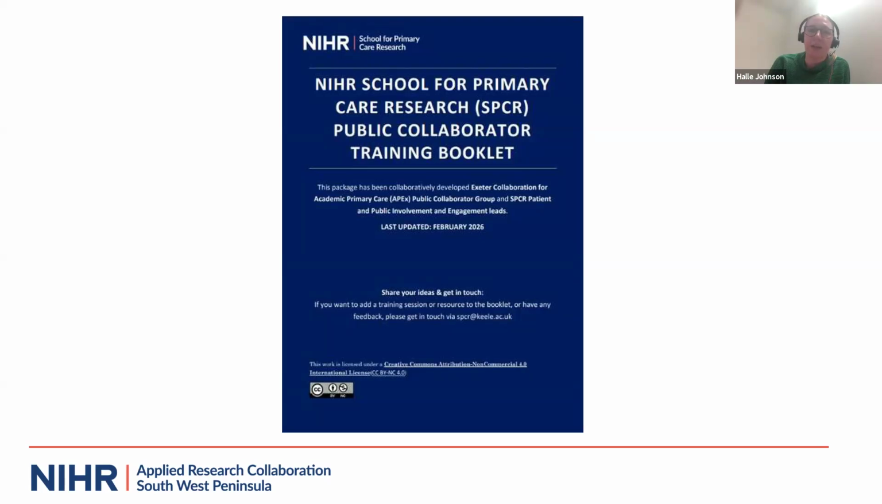But I like the idea about linking to Learning for Involvement and other platforms that we're aware of that could have even more learning opportunities if they're not finding what they're looking for in this booklet. I think that's a good idea.